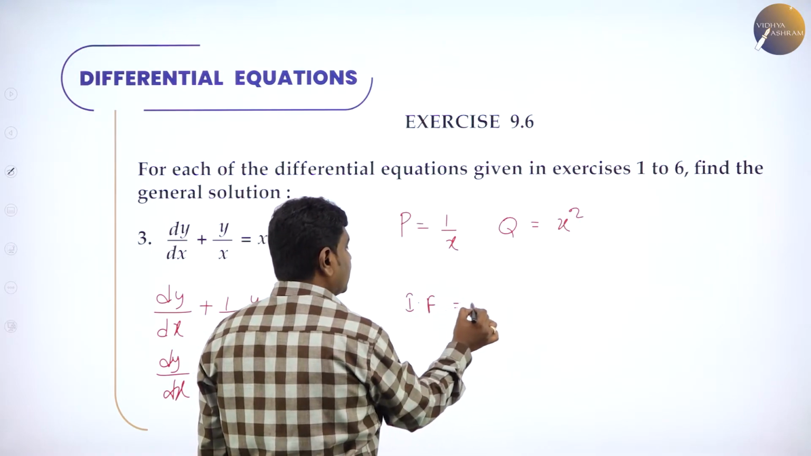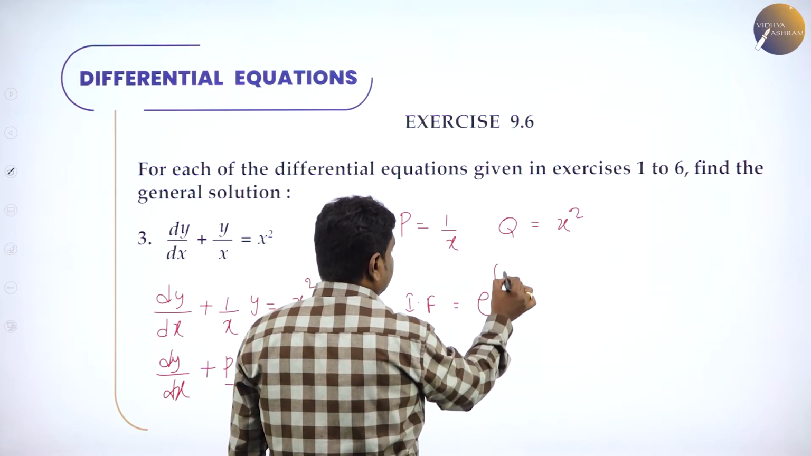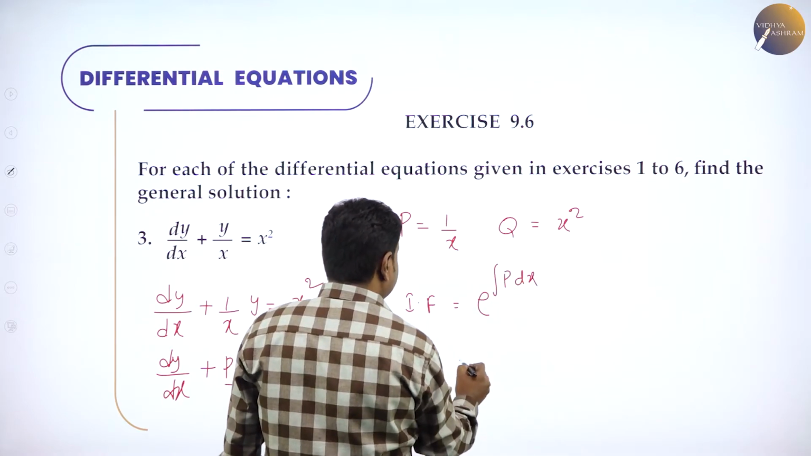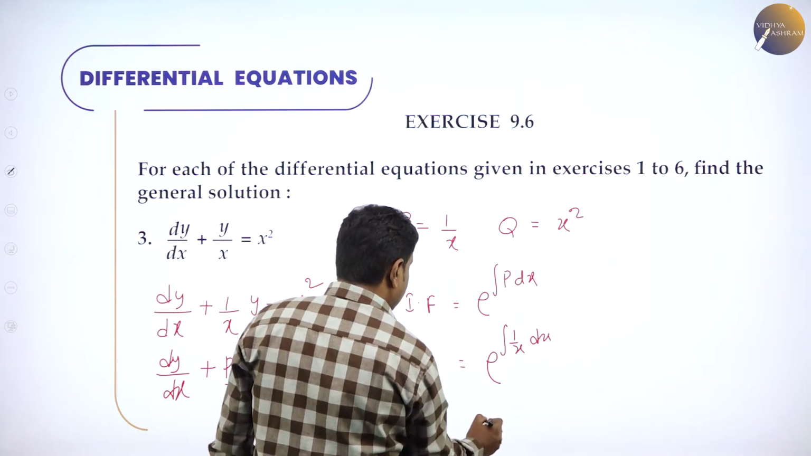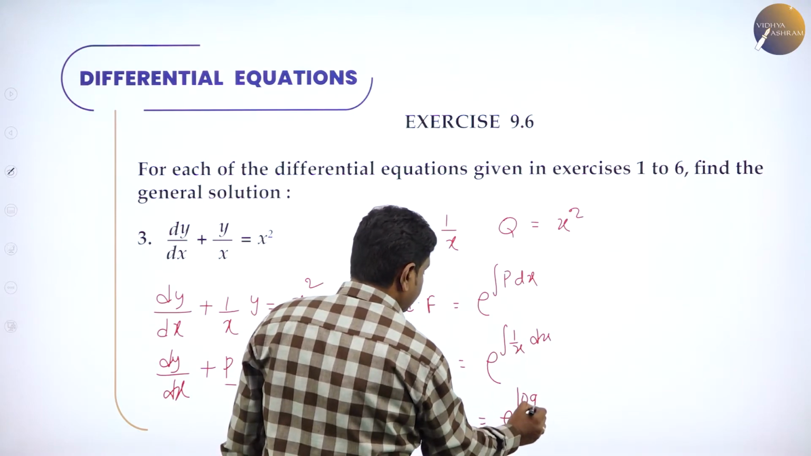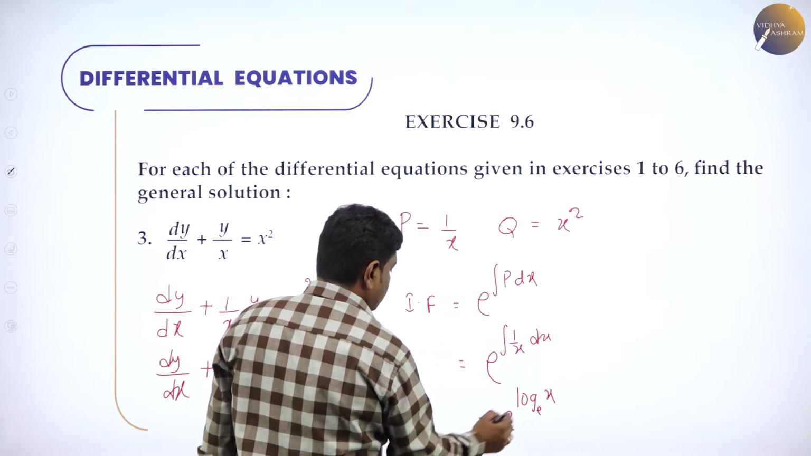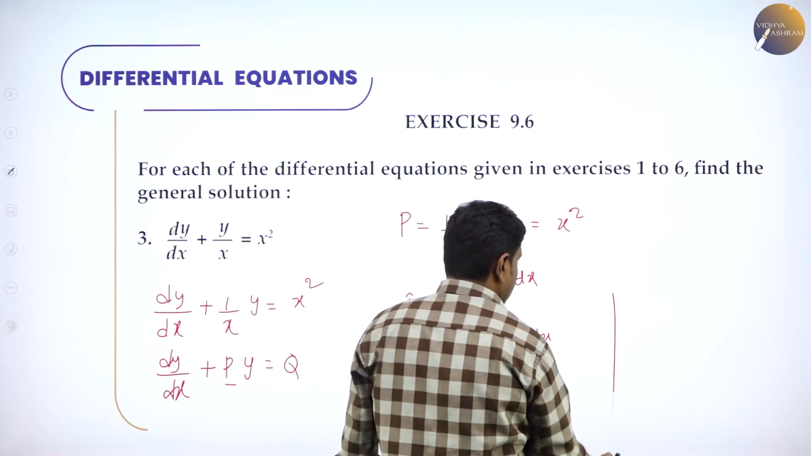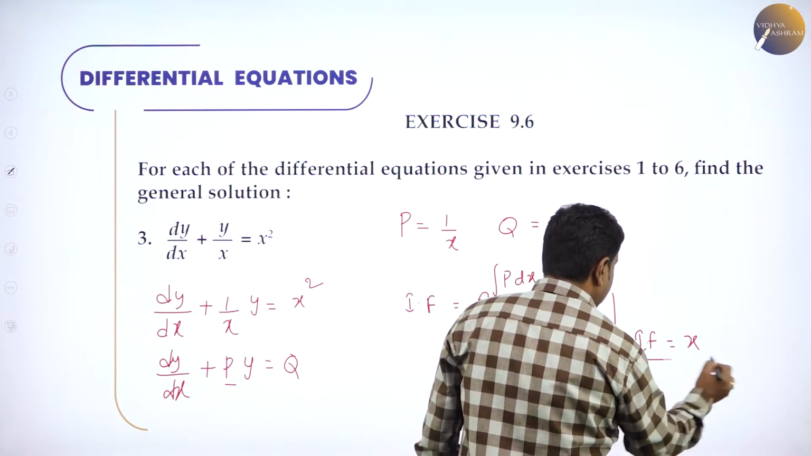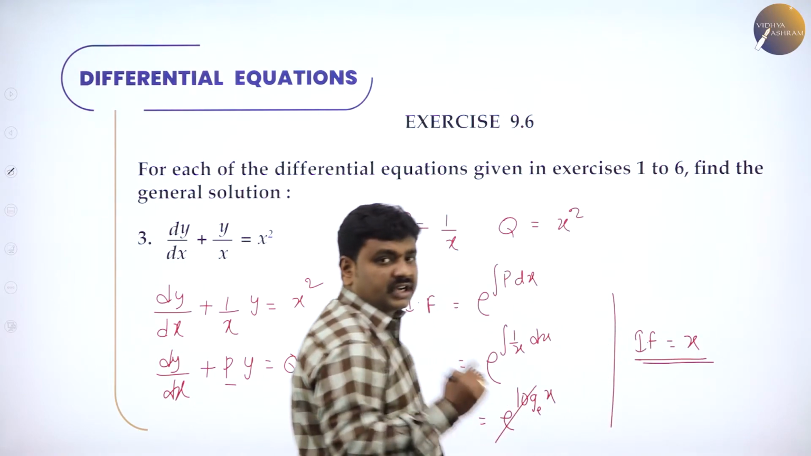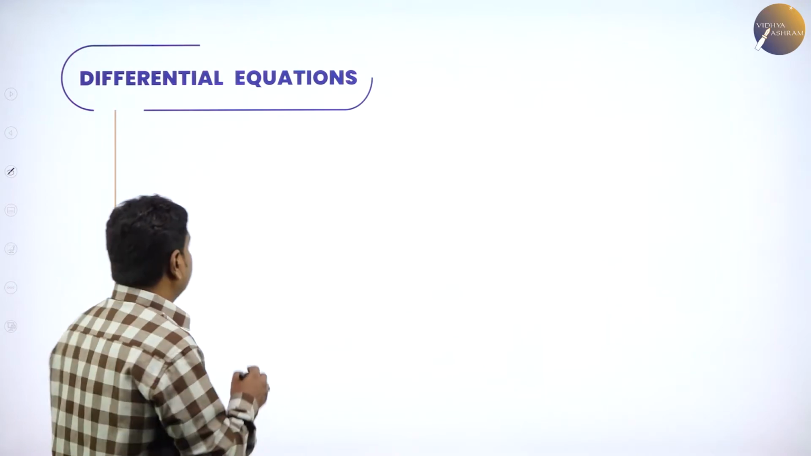Now we should find the integrating factor. What is the integrating factor? E power integration of p dx. So that is e power integration of 1 by x dx. That is e power log base e x. So now these two cancel. So the integrating factor is x. You got the integrating factor as x. Now we need to go to the solution.